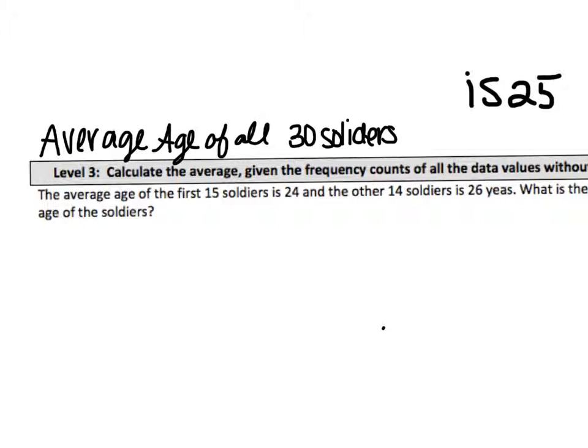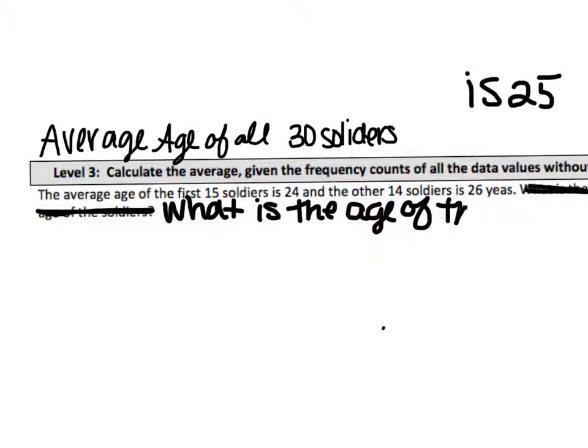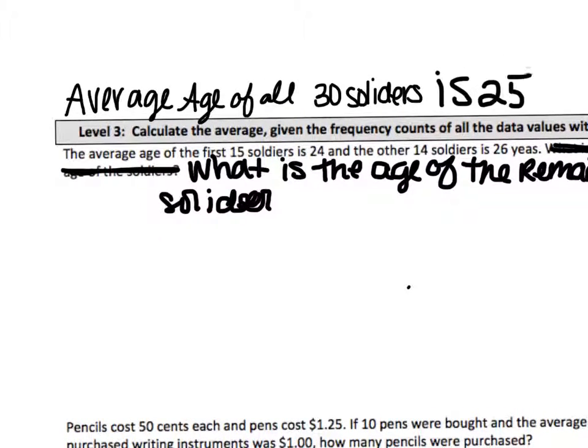Now I'm going to change the question too. Instead of asking what is the age of the average soldier, since we already know that, I'm going to say what is the age of the remaining soldier. So basically, what is the last guy's age to make the average age 25? Okay, so let's go ahead and talk about this.